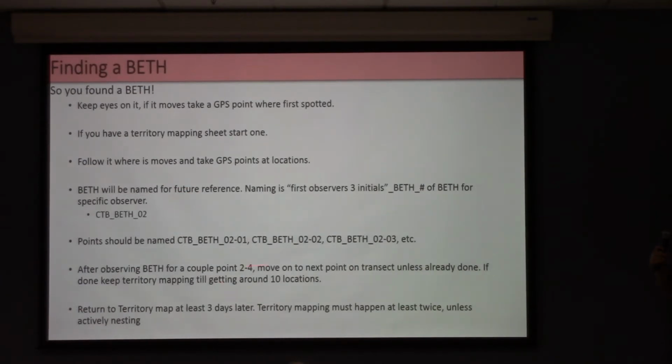If you're done with your transect, or it's an incidental detection, go ahead and get as many locations as you can in like 20 to 30 minutes. I set it at 10, it doesn't really matter. Sometimes it's hard to get multiple locations, and I'll talk more about the territory mapping later. This is just if you find one on a transect. And like I said, we return at least 3 days later. A week is preferable, and we territory map at least 2 different days, unless they're actively nesting, which you'll discover pretty quickly while you're mapping the territory. Their behavior usually gives it away.